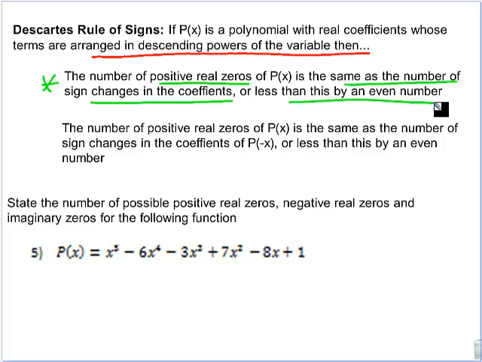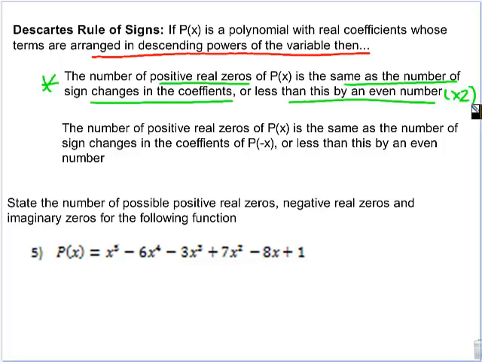Or it's less than that number by an even number, so multiples of 2. So if you count your sign changes and you get 4 sign changes, you could have 4 positive numbers, 2 positive numbers, or no positive numbers. You just keep decreasing by 2 until you can't anymore. If you count your sign changes and get 3, you could have 3 or 1. If we decrease 1 by 2, though, we're now in the negative, so it doesn't make sense anymore. Once we try it, it'll make a little bit more sense.